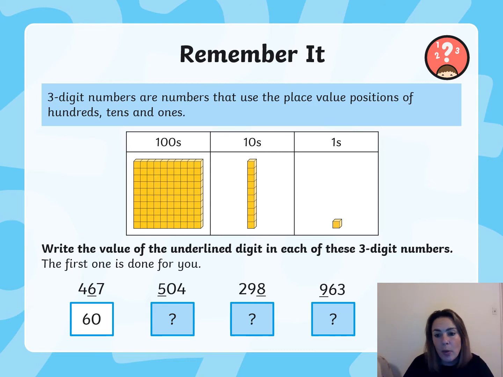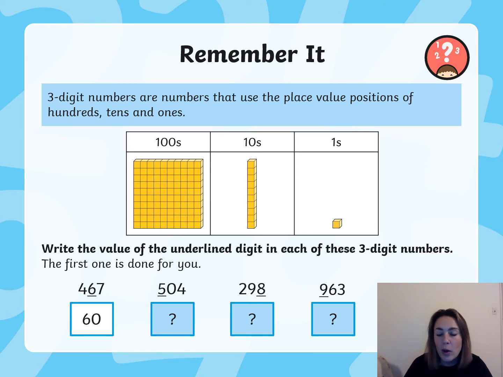So a recap on things we've learnt previously in class to do with 3-digit numbers, and 3-digit numbers are numbers that use the place value positions of hundreds, tens and ones, as you can see from the pictorial representation of the Dienes on a place value grid. So your first task, if you have your pencil and piece of scrap paper ready, is to write down the value of the underlined digit in each of these 3-digit numbers. So the first one is done for you.